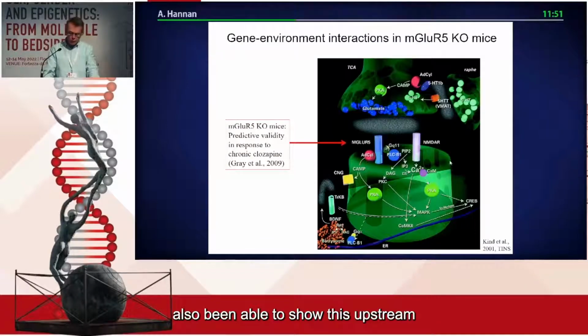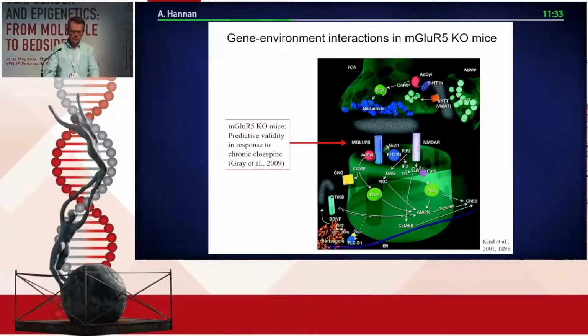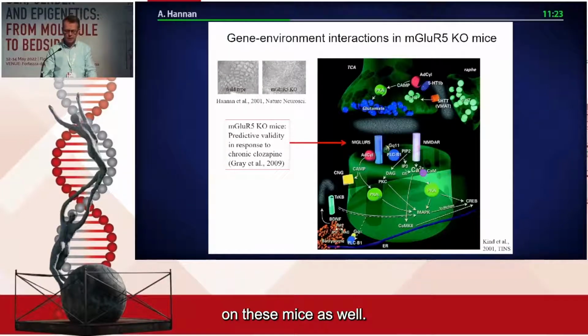We've also been able to show this upstream. When we knock out mGlu5, we also get a schizophrenia-like model, but it's a bit more subtle, so less severe when we've just knocked out the one receptor as opposed to PLC beta 1. But we also have predictive validity. When we give them chronic clozapine, keep in mind also that patients often take a couple of weeks to respond to these drugs. So chronic clozapine has positive impacts on these mice as well.